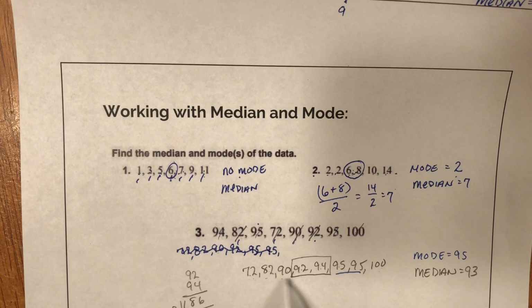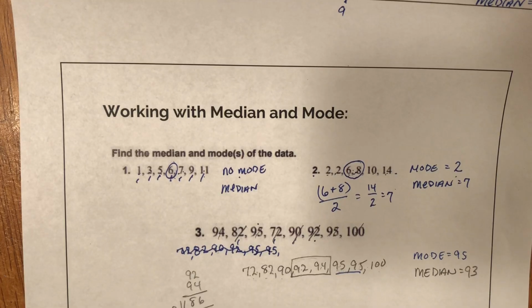So here's my data ordered from least to greatest. I have 95 that occurs twice. Everything else occurs once, so 95 is your mode. It occurs the most. There are 8 data values. So if I count in 4 from each side, I have 92 and 94 in the middle.